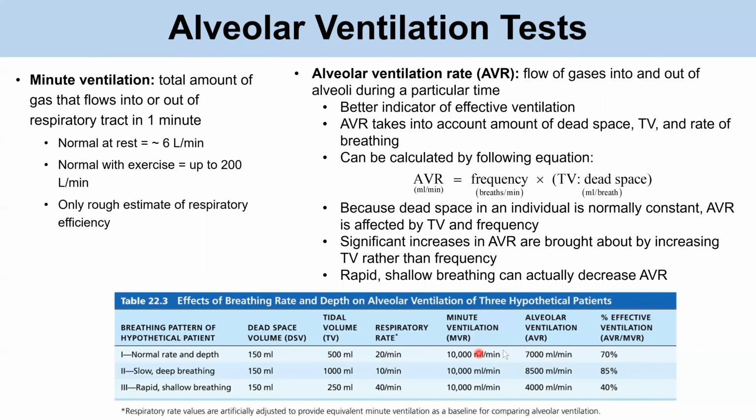And so their minute ventilation, by taking these values, you come up with 10,000 milliliters per minute, or in terms of the AVR, that's 7,000 milliliters per minute, which in terms of effectiveness, this is effectively breathing in terms of ventilation, about 70% effective ventilation.